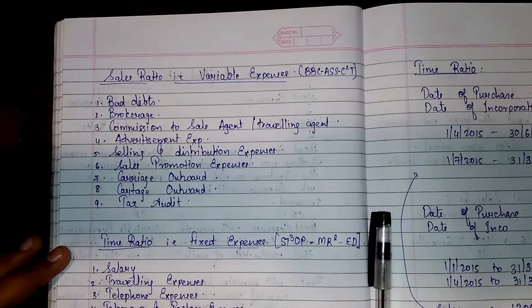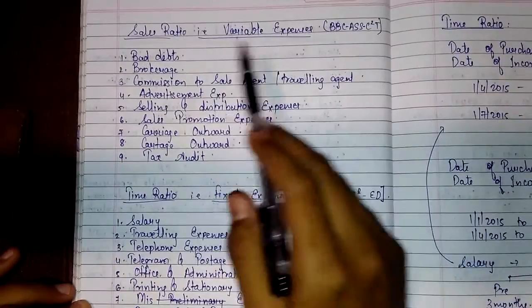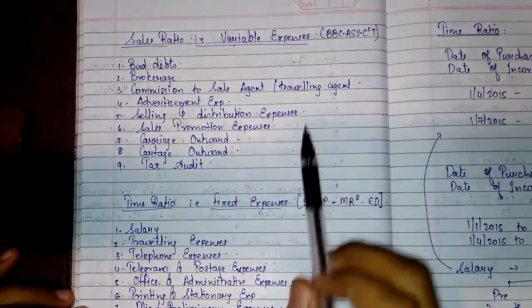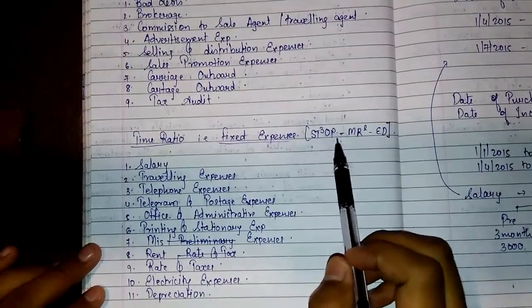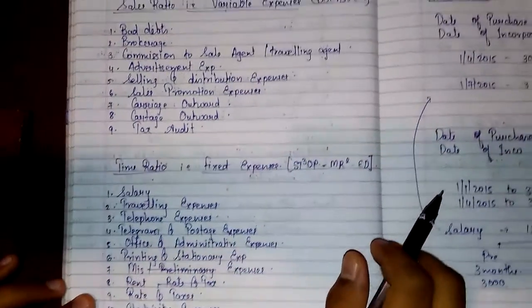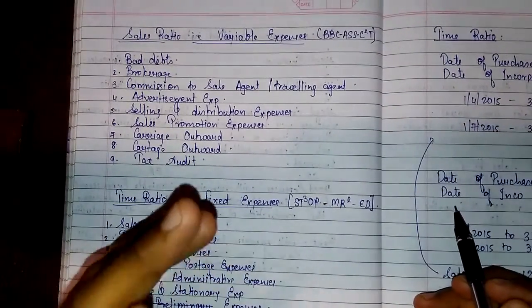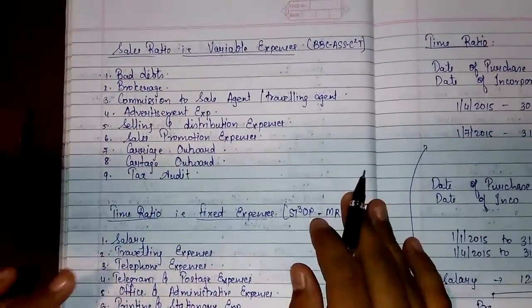So friends, in the previous videos we have learned sales ratio as well as time ratio and their acronyms. Sales ratio acronym was BBCS C square T and time ratio acronym was STOP MRED. You just have to remember where to put cube and where to put square, and this will be proper only when you practice it.